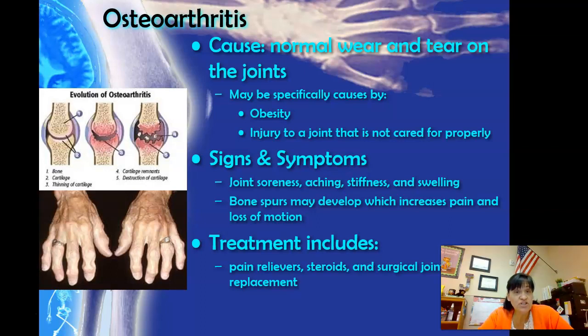Signs and symptoms would be joint soreness, aching, stiffness, and swelling. Some bone spurs may develop with increased pain and loss of motion. Some treatments would include pain relievers, steroids, surgical joint replacement. So I don't know if you've noticed, sometimes elderly people's hands will start looking like this, and they get some extra bone spurs around all their joints. And it can get to the point that the hands just kind of curl inward and stuff. Yeah. So that's osteoarthritis. Okay.